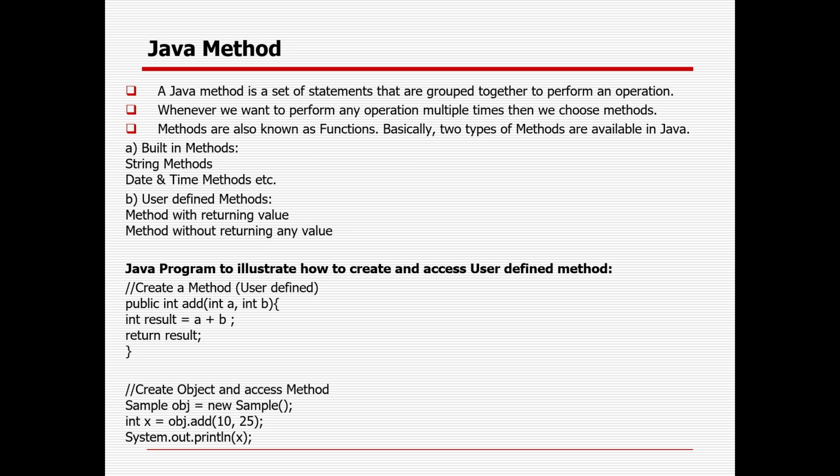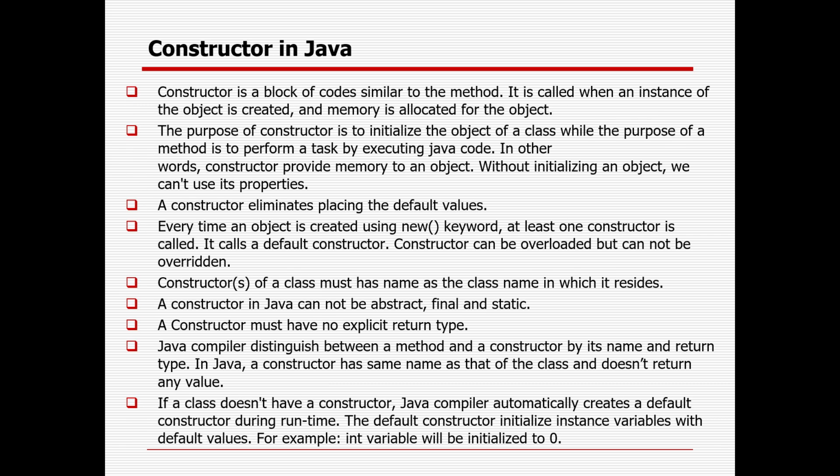There are two types of methods: user defined methods and built-in methods. In the user defined, you can create a method without return value or with return value, and built-in ones you have already seen, like date and calendar, along with string. These are the important methods available in those classes.